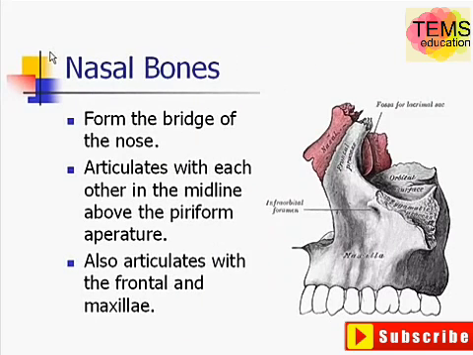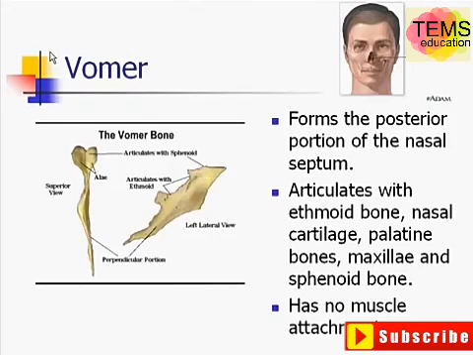Nasal bones, I think it's pretty clear, form the bridge of the nose. The vomer with the ethmoid bone, the perpendicular plate of the vomer bone, form the nasal septum. The vomer has no muscle attachments.